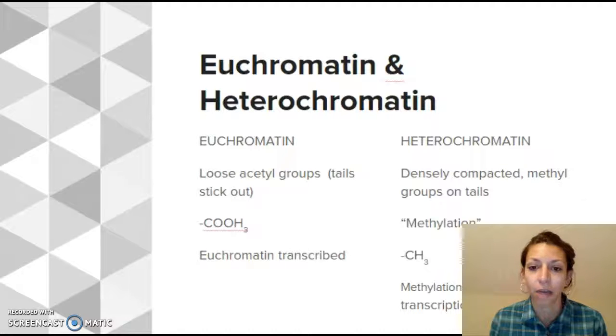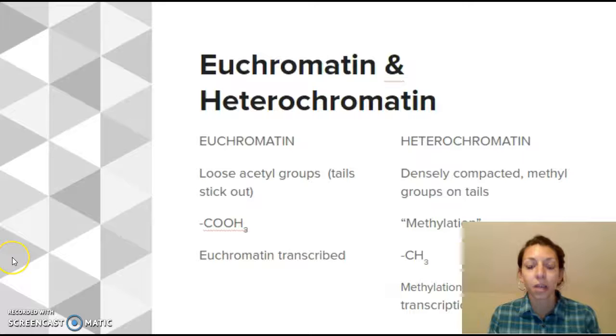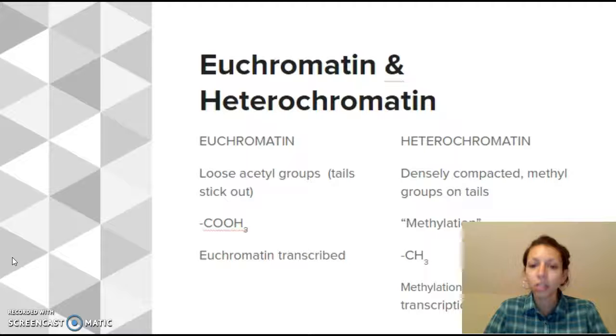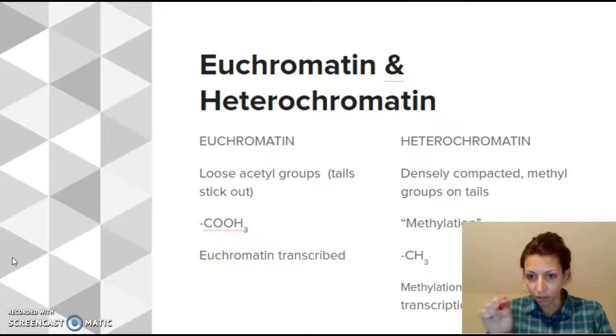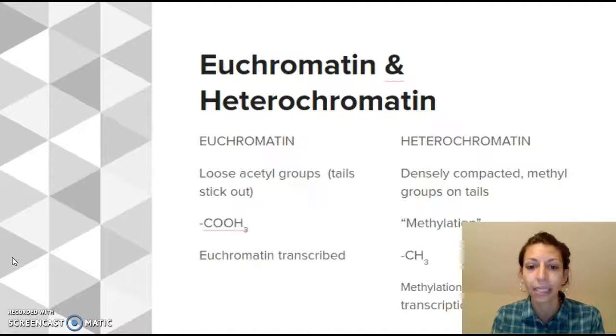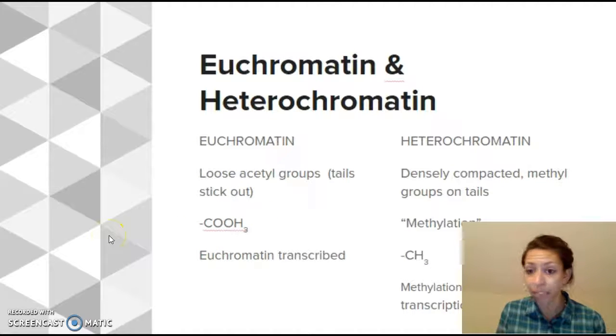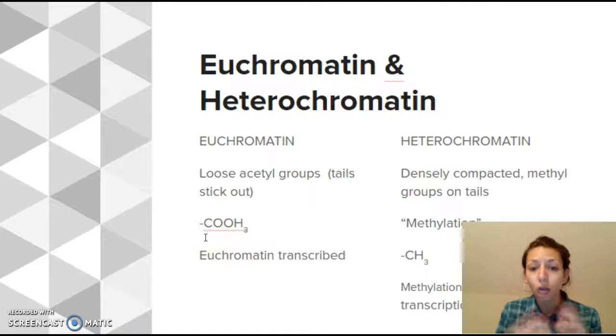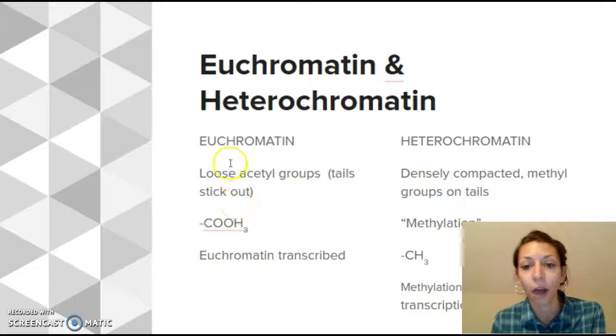So let's talk about euchromatin and heterochromatin. First, euchromatin. This will be the more loosely organized type of chromatin. So we'll have these acetyl groups, and they're going to be like those tails that stick out that we saw in the last slide. So this is our acetyl group right here. And because the euchromatin is more loosely packed, it's more accessible, it'll be the chromatin that is transcribed. So this is the DNA that is most likely going to go through transcription. So when we say histone acetylation, it's going to loosen the nucleosome structure and thereby enhance transcription. So we'll see more transcription with our euchromatin.